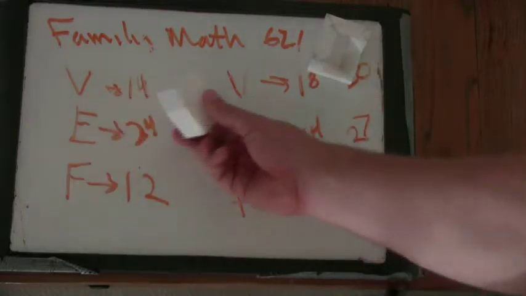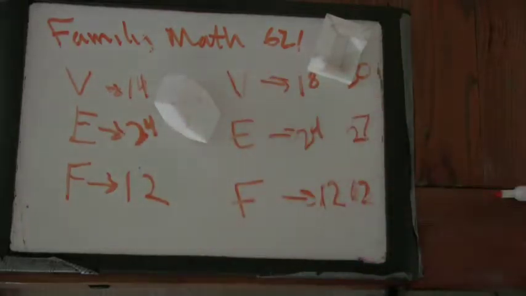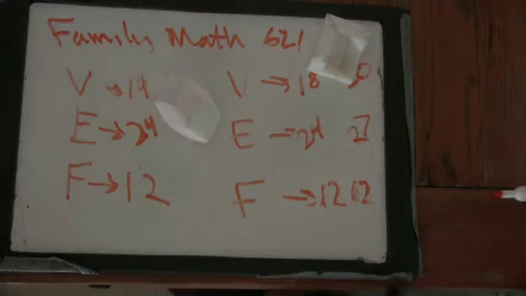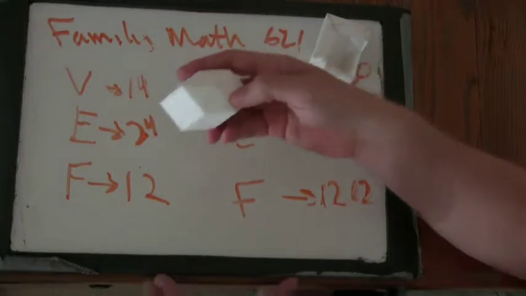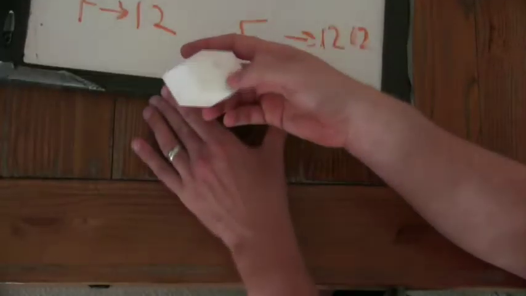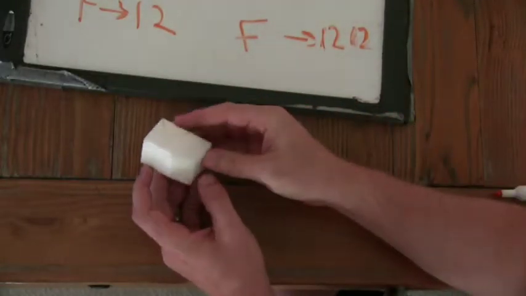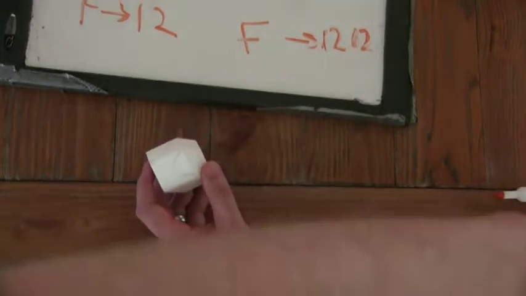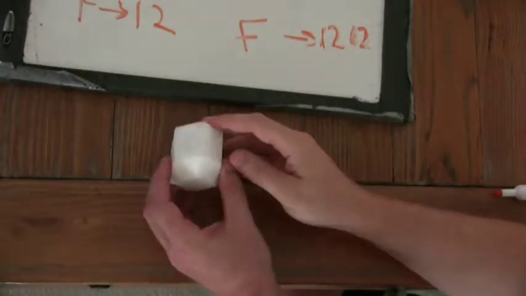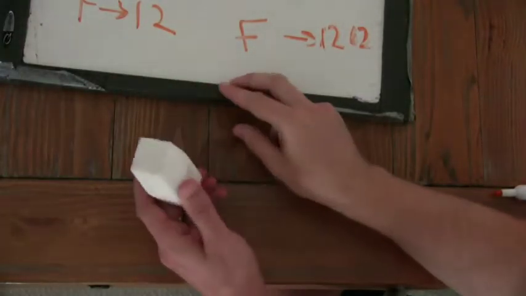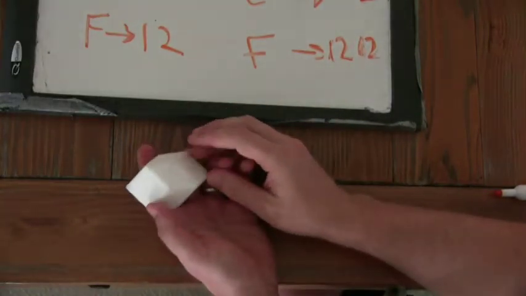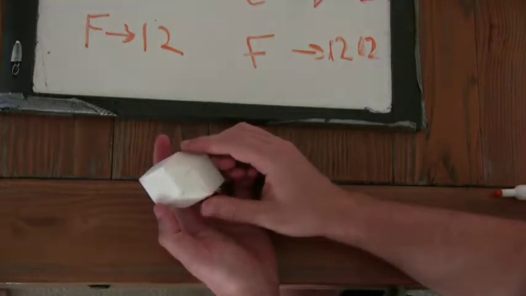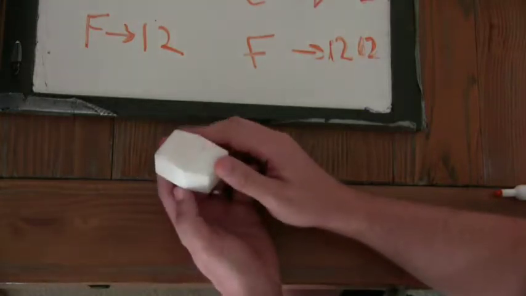But what about this shape first? That shape seems to follow Euler's formula. Okay, so how many... here, you know what? I'm going to move the whiteboard away since the shape itself is white. How many vertices are there? So there are 14. Okay, and how many edges? There's 24. How many faces? 12. Okay, and what do you find? 14 plus 12 minus 24 is indeed 2.